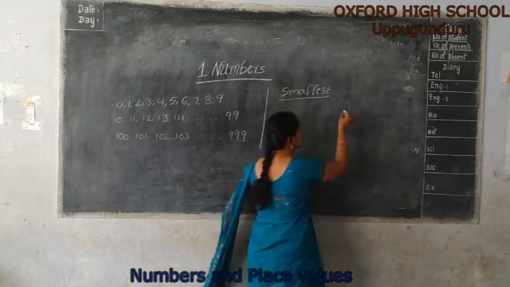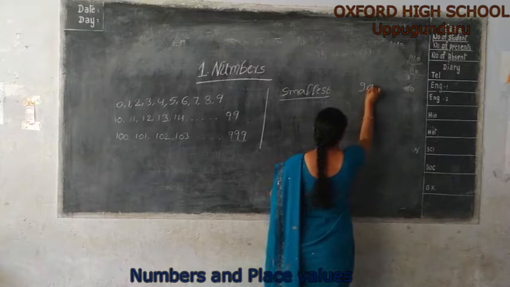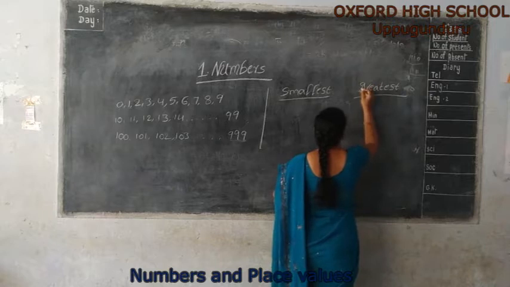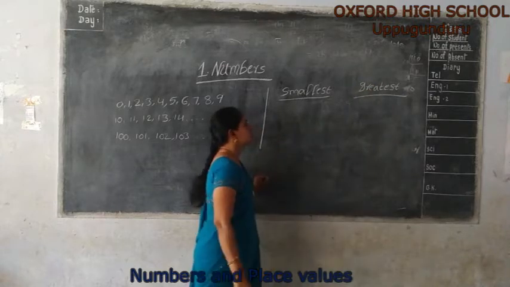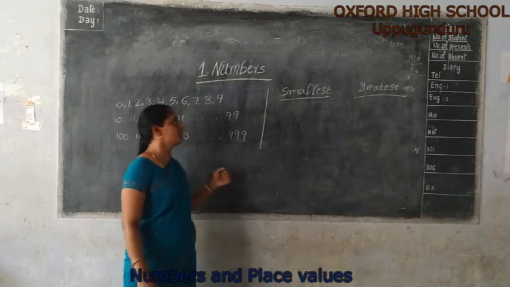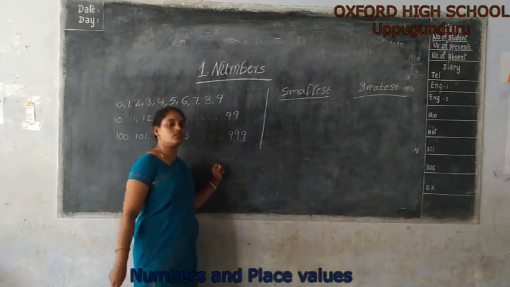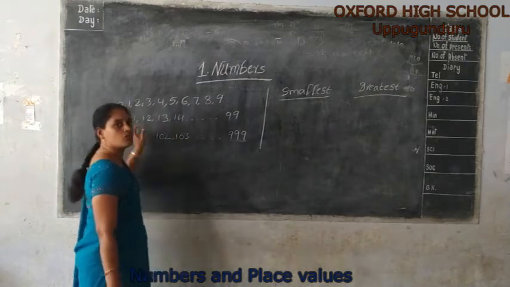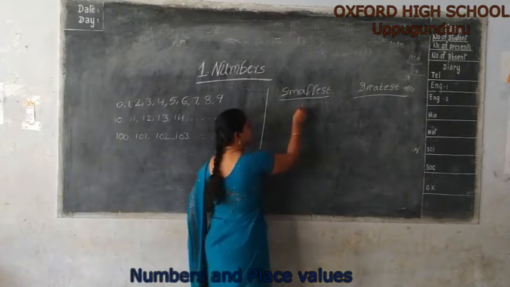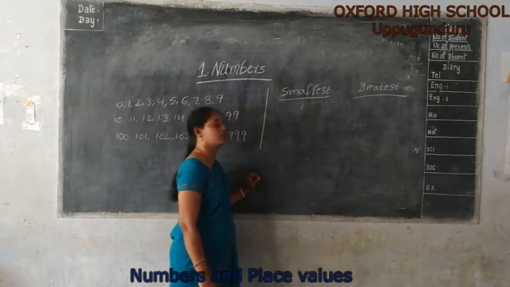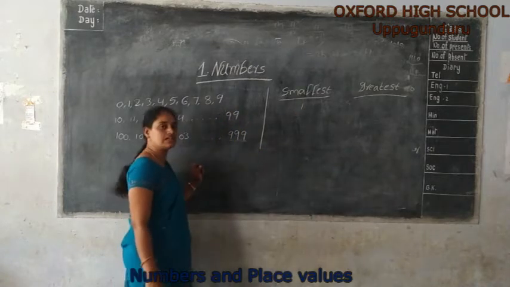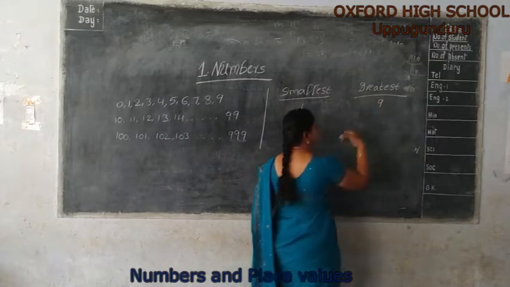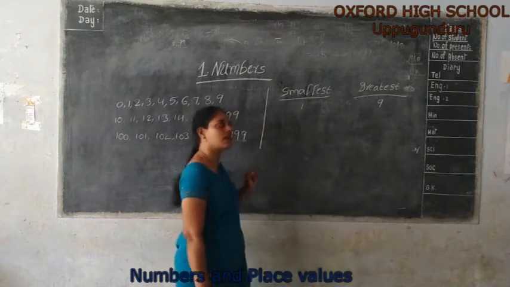Smallest numbers and greatest numbers. Which number is the smallest single digit number? 1 is the smallest single digit number. Next, the greatest single digit number is 9.